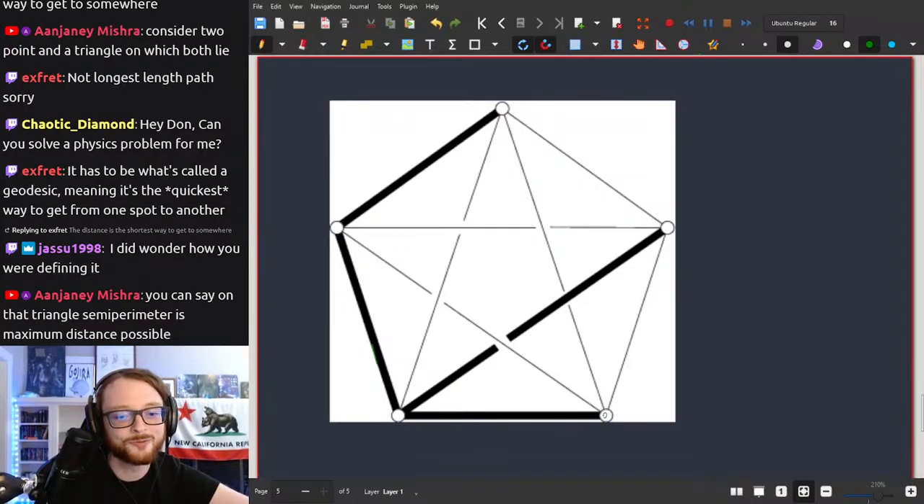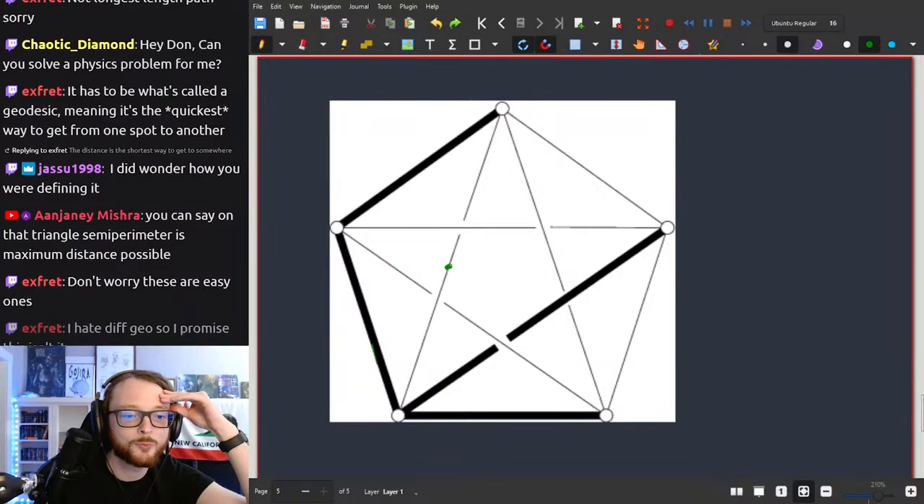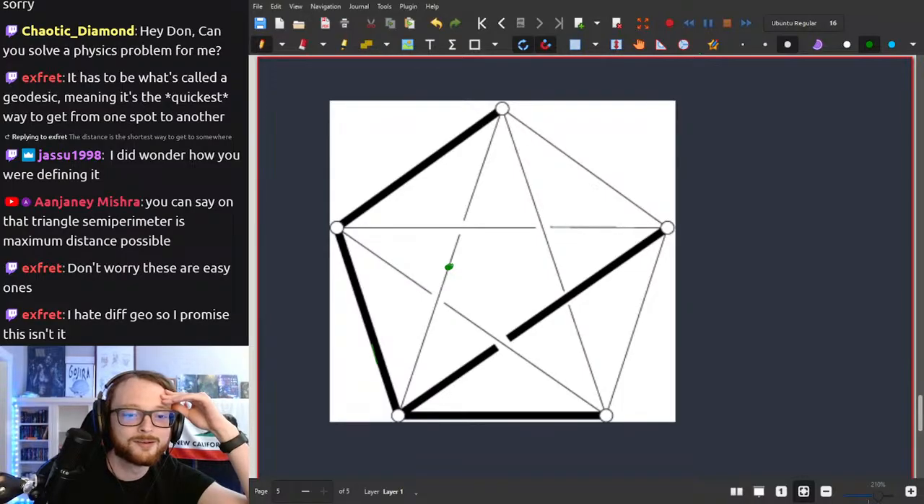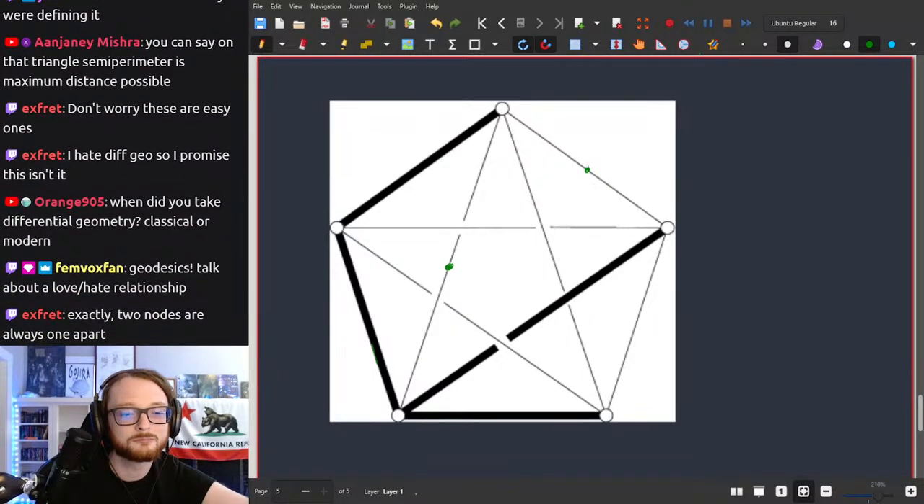Okay, so if I choose, say, that node and that node, well, I guess that's one. Wait, so every node is connected. So if I choose two nodes, the answer is always one. So if I choose this point here and that point there, I can make it approach... If I choose this point here and that midpoint, I can make it approach 1.5.